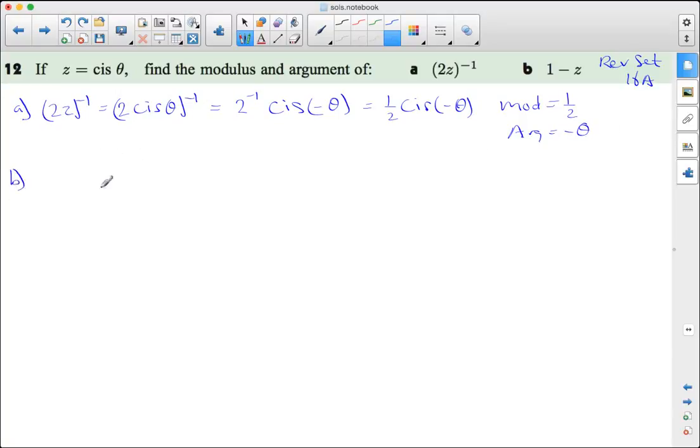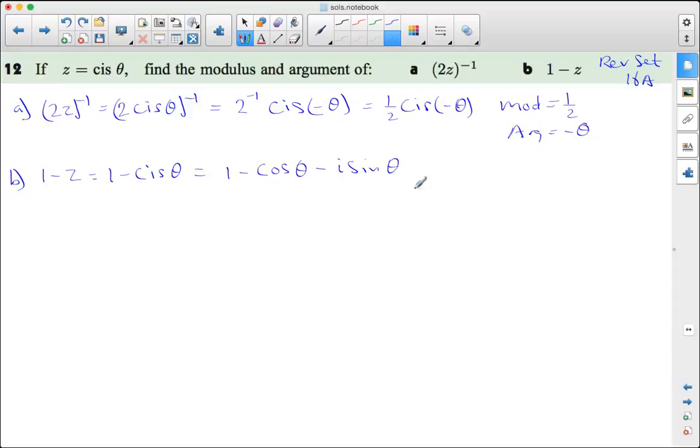Part B is a bit more tricky. 1 take z, that would be 1 take cis of theta. Since I can't do much more there, what I choose to do is to write cis theta as cosine theta, and also i sine theta, like this.